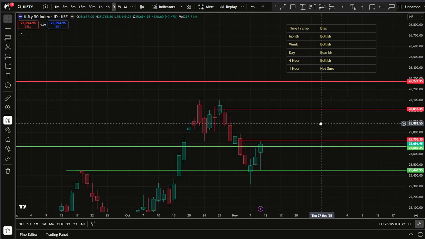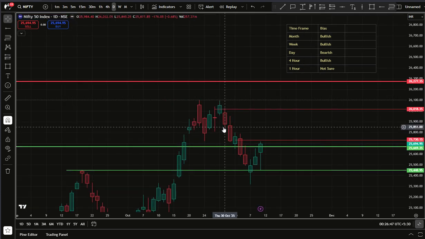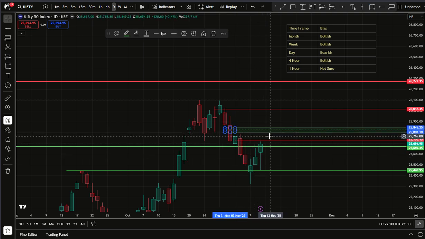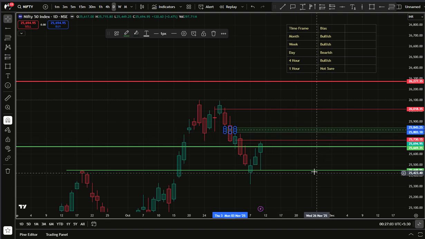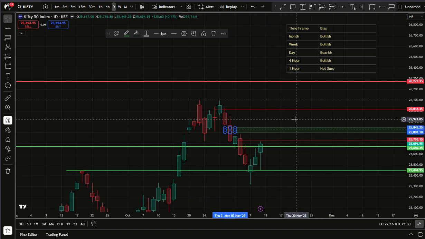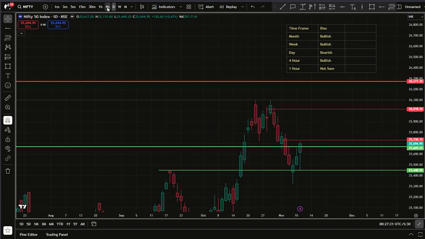These are two important resistances. There is a bearish fair value gap right here on a daily time frame. That could very well act as a resistance, and then it's this one. So if it breaks 25,750, there's 800, 845, and then 26,000. So these are the important resistances on the way up. Let me just delete this fair value gap. It will just make it too complicated.